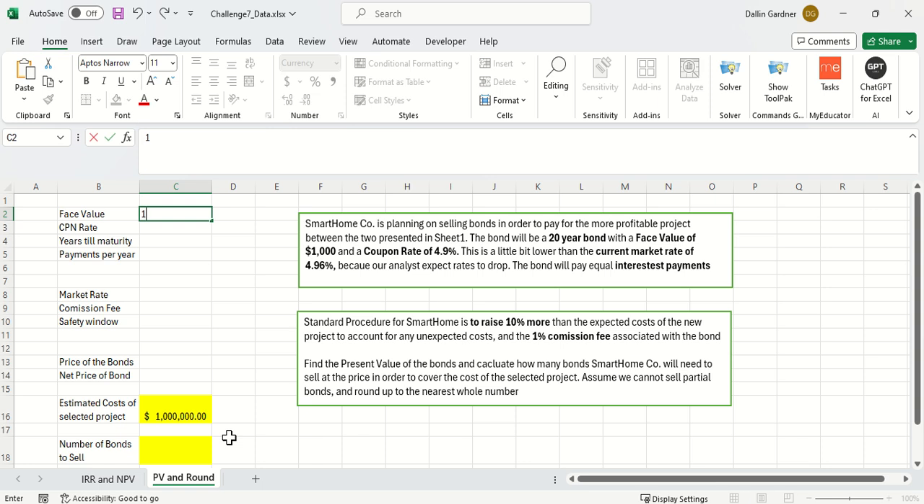So we got $1,000 face value. The coupon rate is 4.9%. It's going to mature in 20 years. The payments per year is 2. Market rate is a little bit higher. Commission fee is 1%. We need to raise 10%.